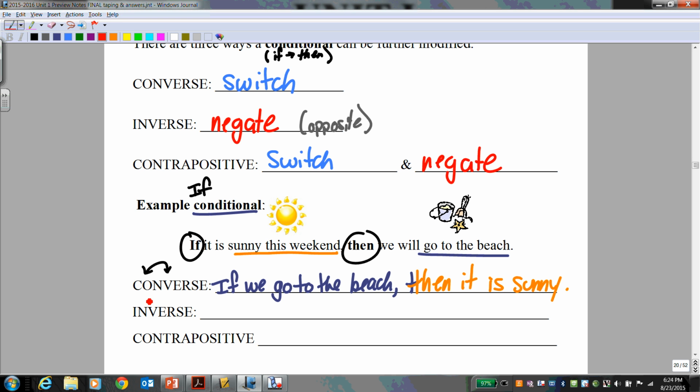Inverse. Inverse is you keep the same order, but you say the opposite of. This is the little symbol for saying the opposite of in this case. So watch. We go back to the original, sunny, beach, and we write, if it is not sunny, then we will not go to the beach. So notice I kept the order, but I negated or said the opposite of.